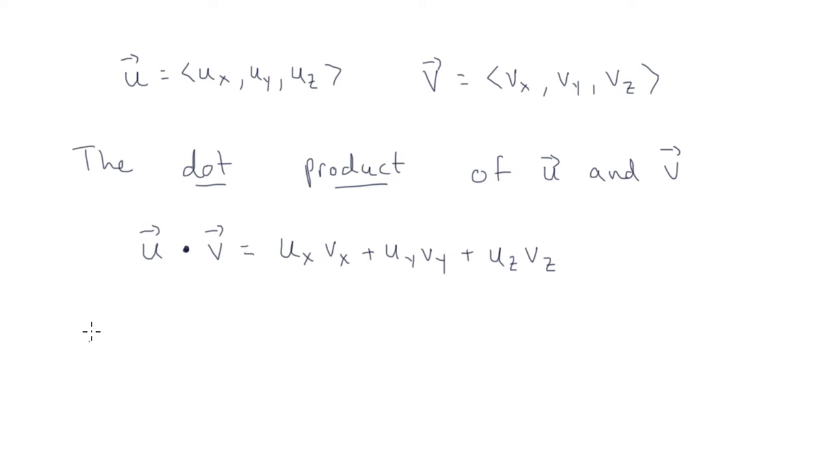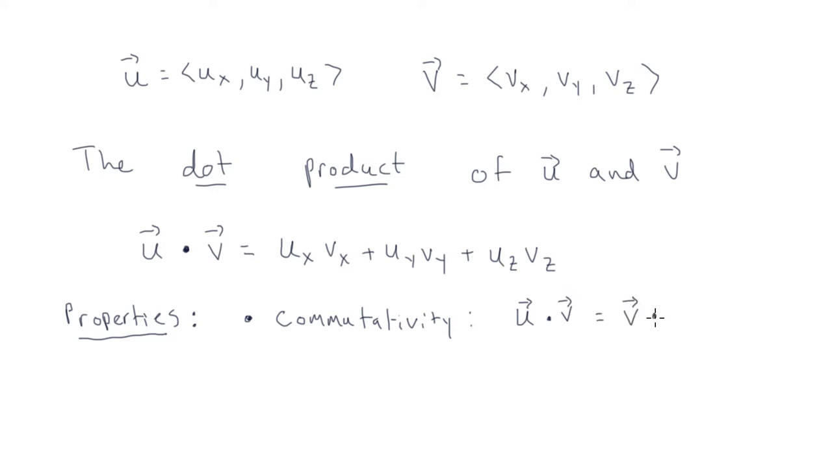And so I'm just going to state a few properties. These are all really easy to verify, but they mirror properties of multiplication with numbers that we know. First of all, the dot product is commutative. What I mean by that is that u dot v is the same as v dot u. So it doesn't matter which order I do it. That's convenient.